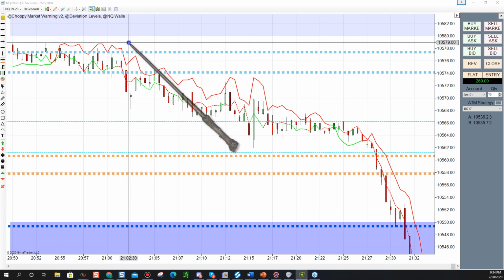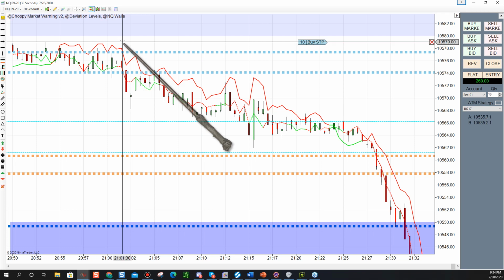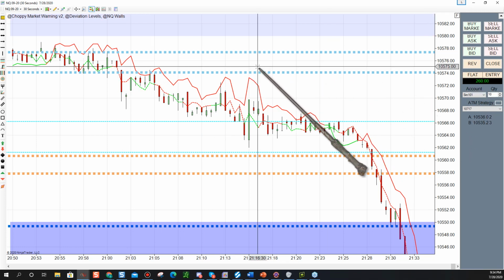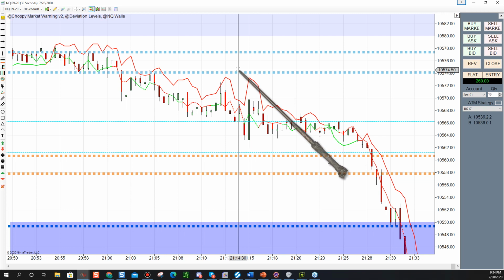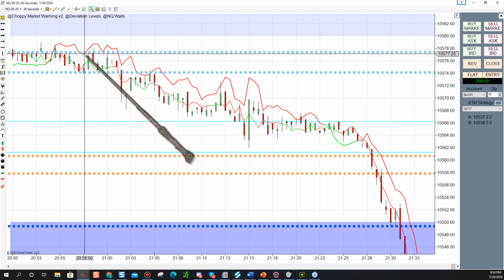The way you're in a manual stop is just right click and say, you know, buy stop. So the solid line is your stop loss if it closes above it. And I know I'm going really repetitive and slow. I'm trying to drive it home.